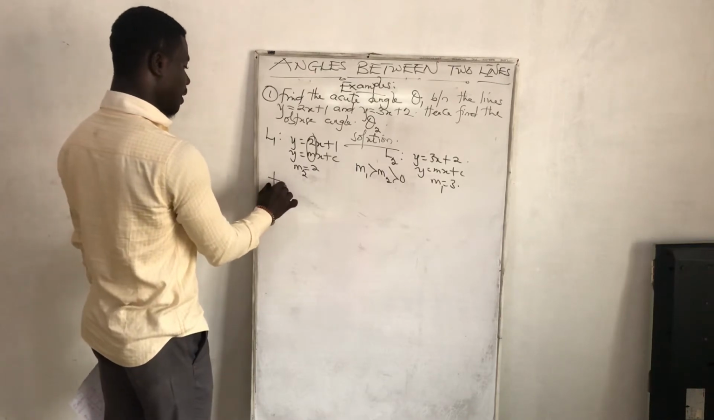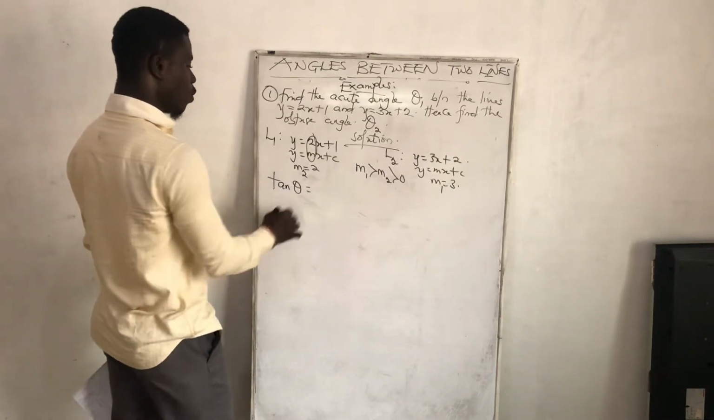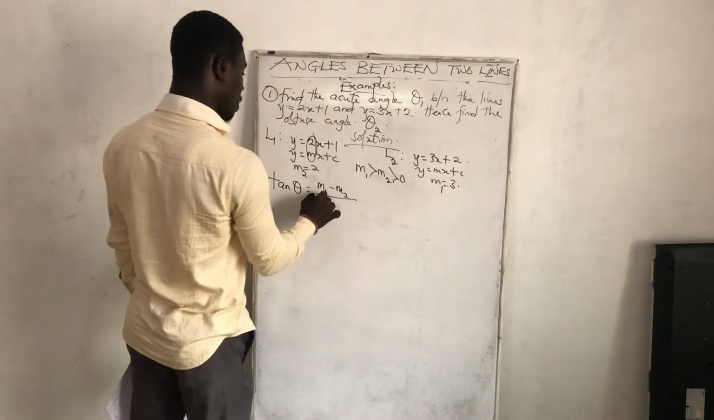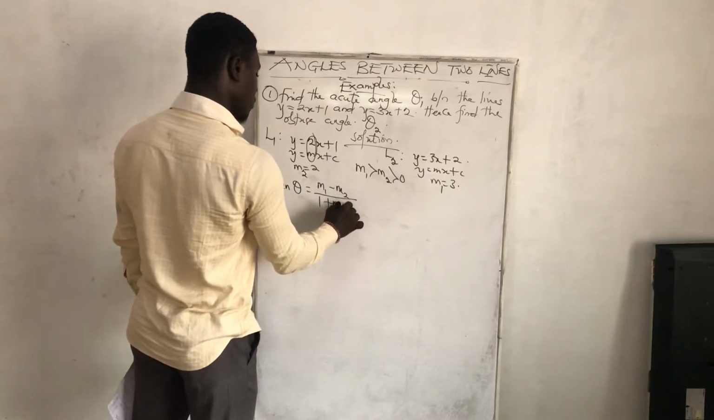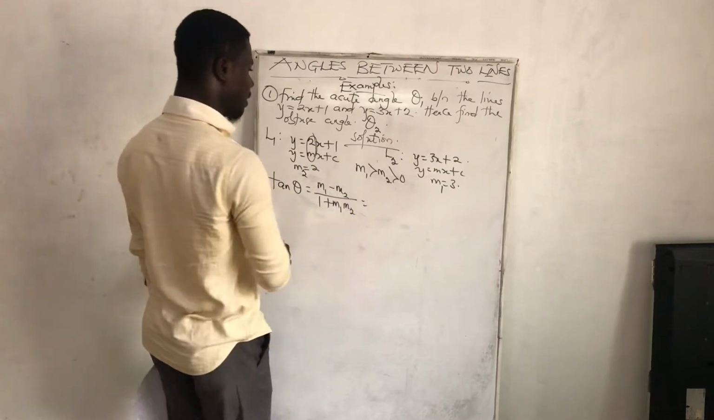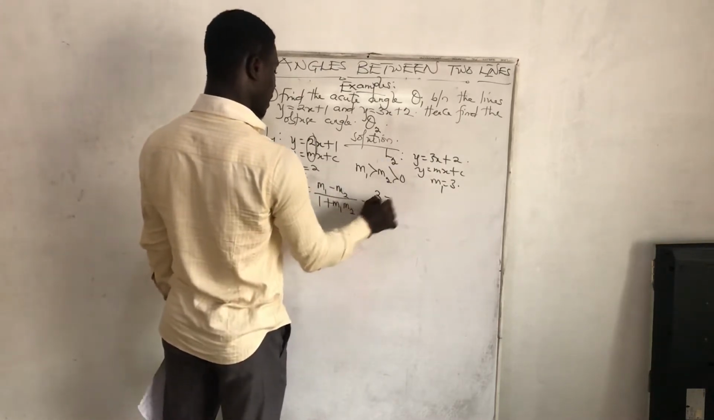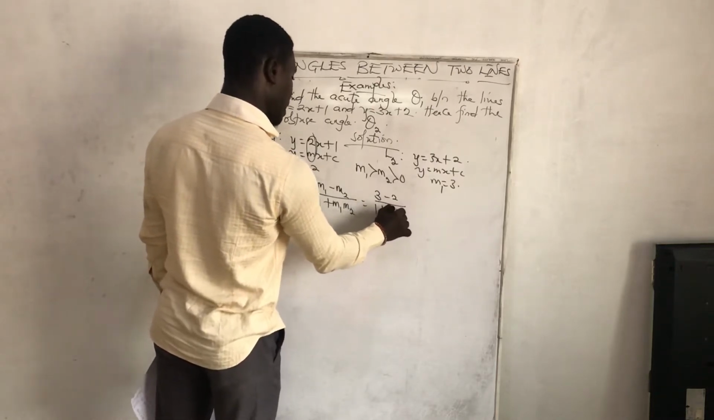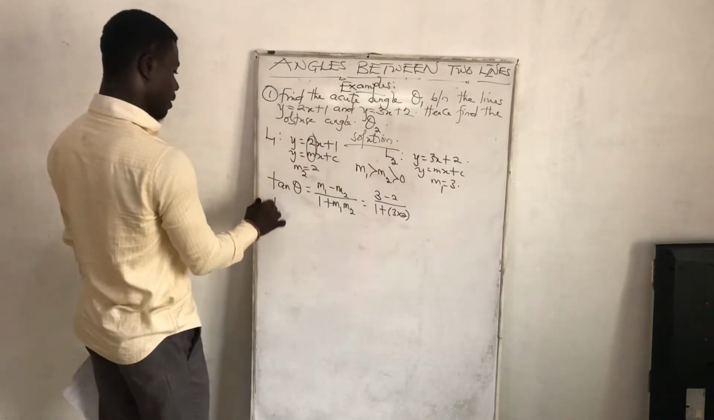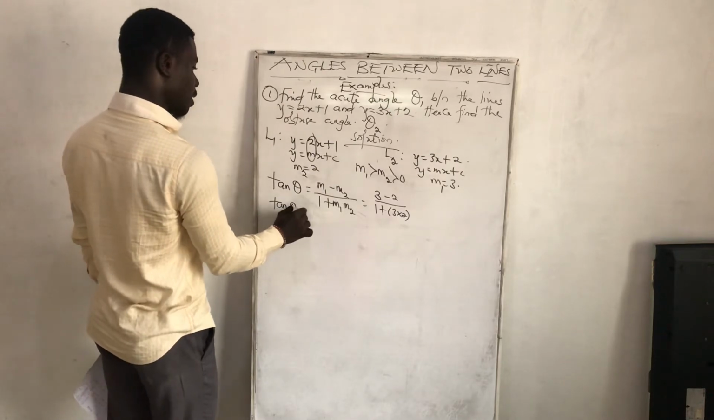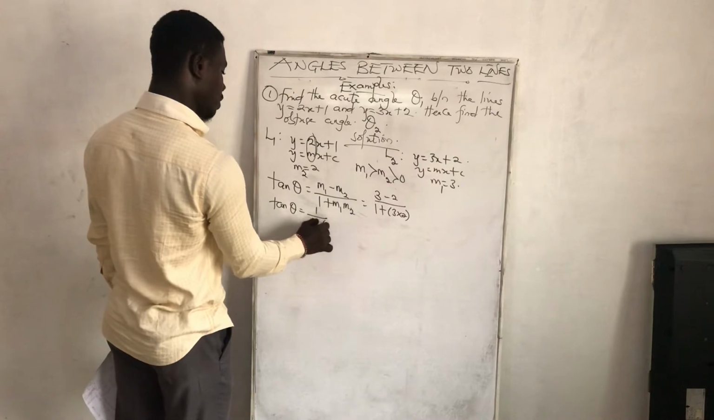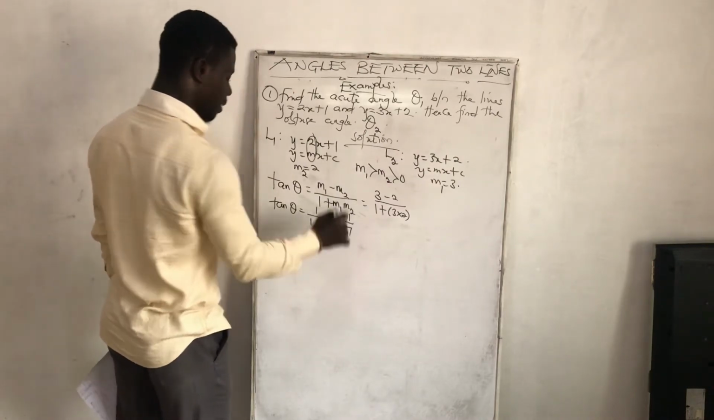So tan theta must be equal to M1 minus M2, all over 1 plus M1 M2. So I can proceed and say that M1 is 3 minus M2, which is 2, all over 1 plus 3 times 2. So tan theta must be equal to 3 minus 2, which is 1, all over 1 plus 3 times 2, which is 6. So I get 1 over 7 here.